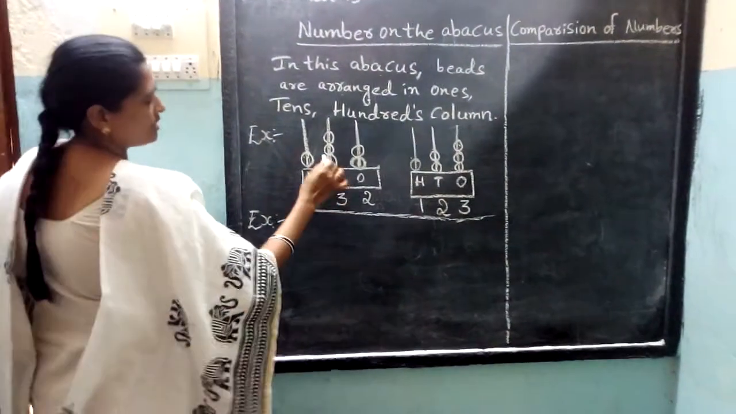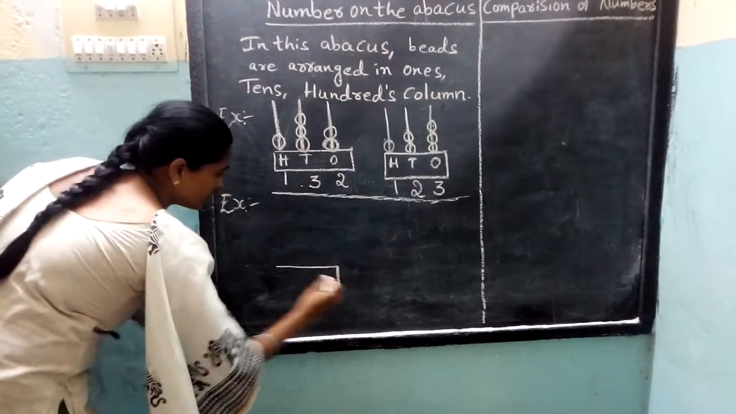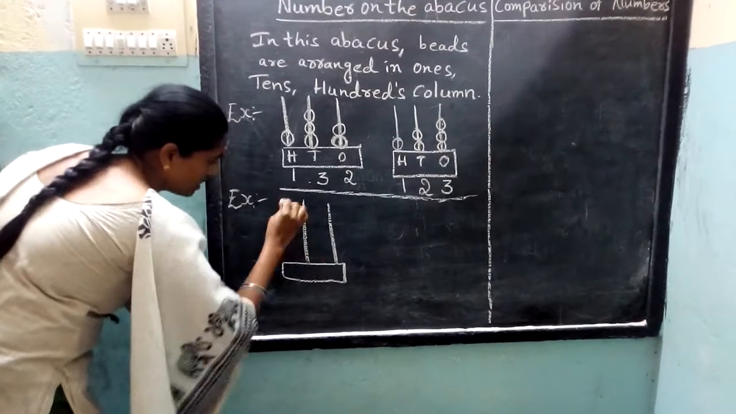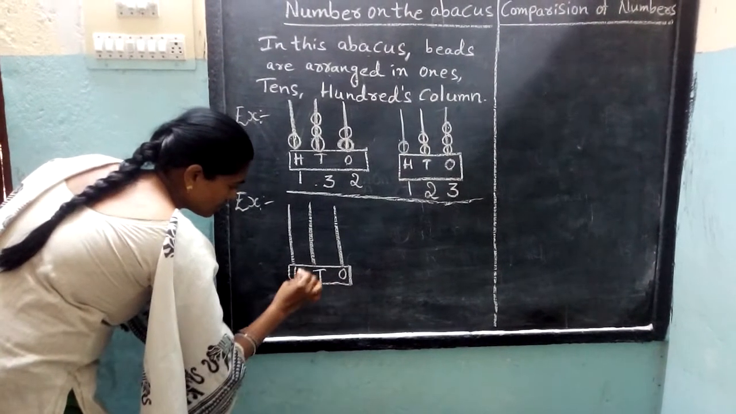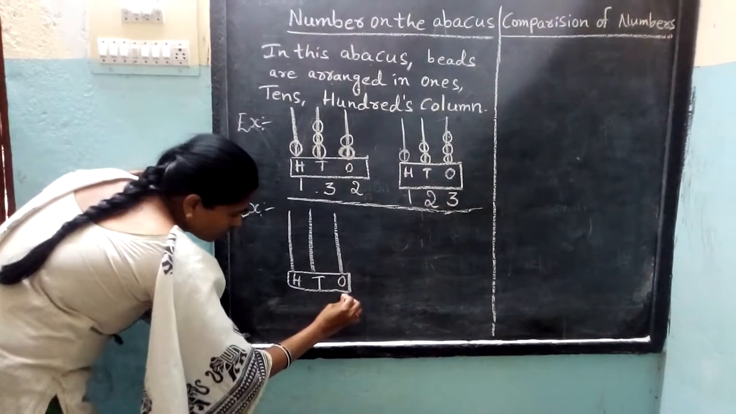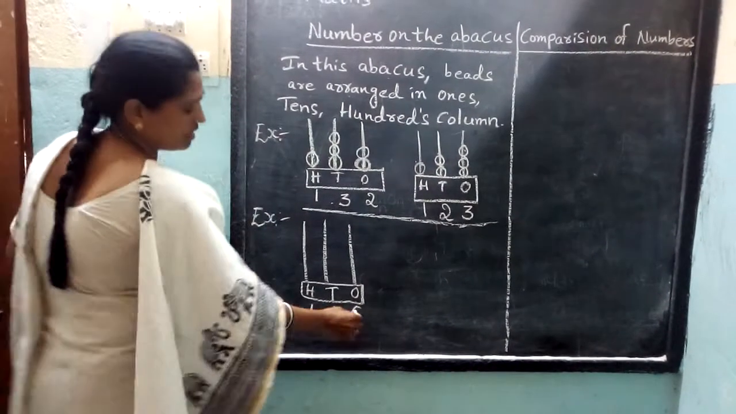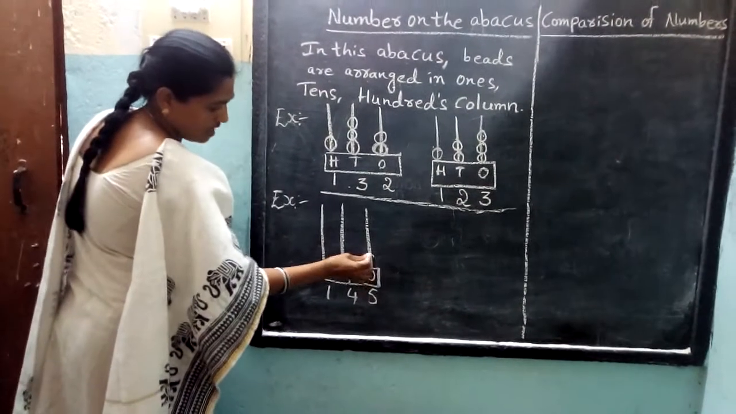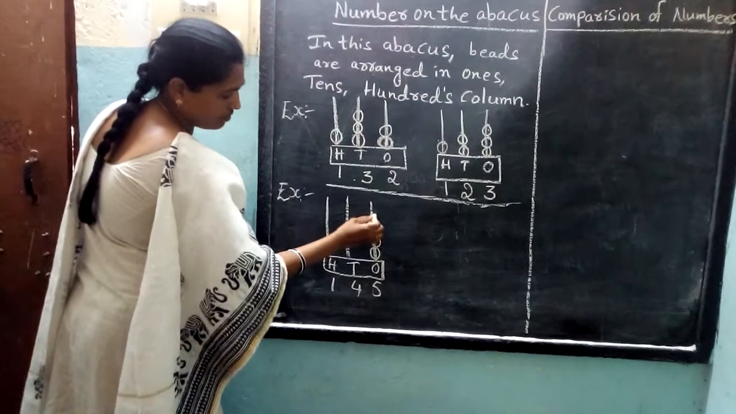I will be giving the beads, and you have to write the number. Ones, tens, hundreds. 5, 4, 1. What is this? In the ones column, what is this number? 5. 5 means you have to draw how many beads? 5. 1, 2, 3, 4, 5.